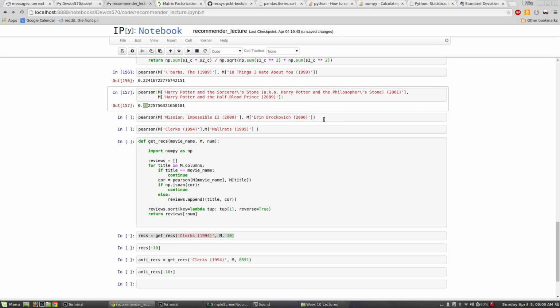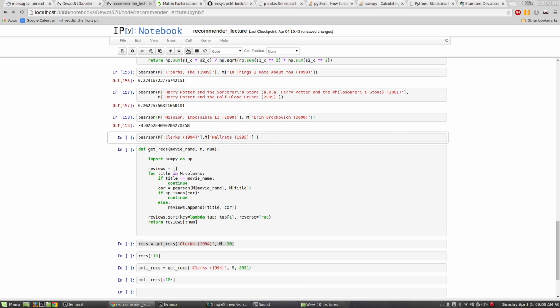So let me try and find an anti-case for that. I'm going to try and compare Mission Impossible 2 and Erin Brockovich. So these are two very different movies. One is an awful action movie. The other one is a thought-provoking movie that probably appeals more to females.